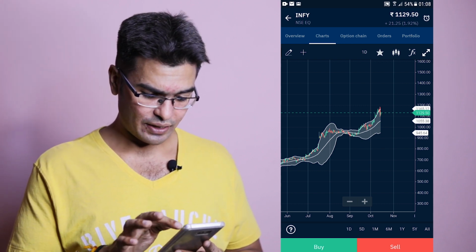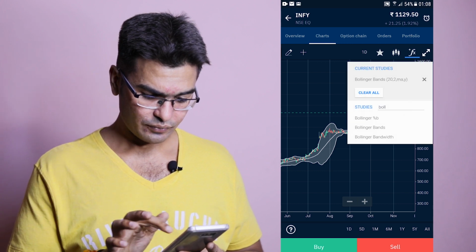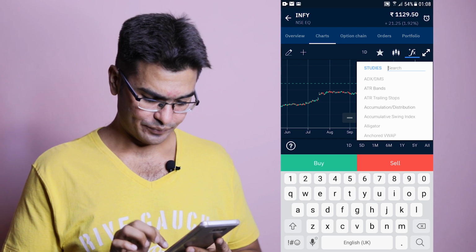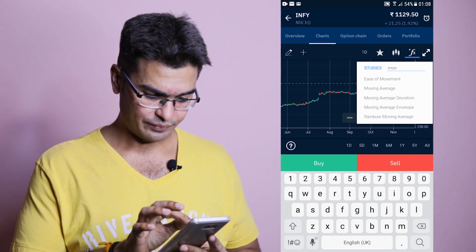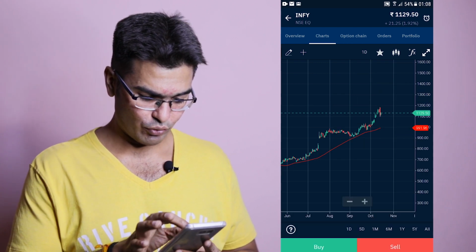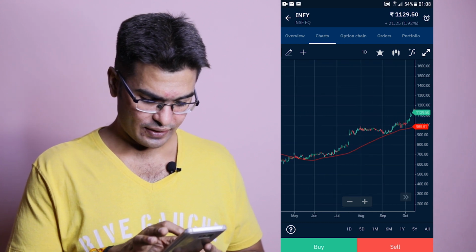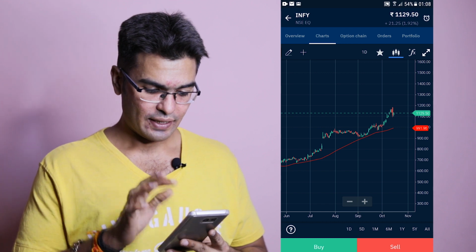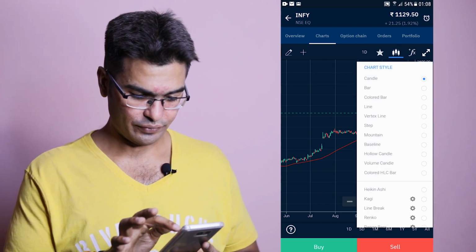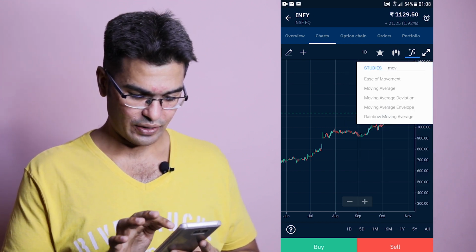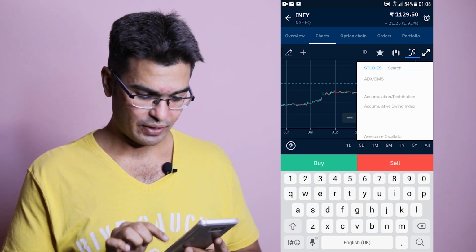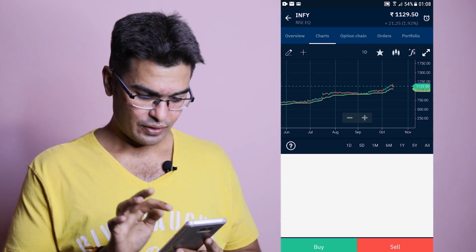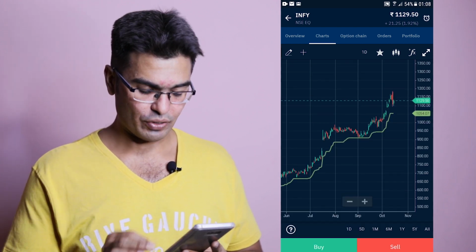Similarly, let's add some other indicator on the chart. You can first remove this indicator. Let's say I want to add a moving average. If I click on the moving average, you can see that it gets plotted on the chart. This is how a moving average looks. Let's add a Super Trend indicator also, so that you feel comfortable in adding indicators. So this is what a Super Trend looks like.